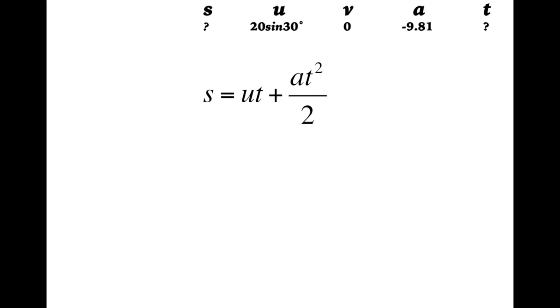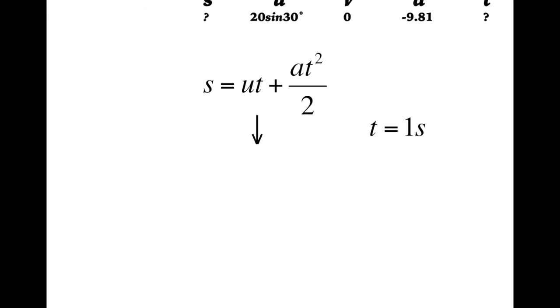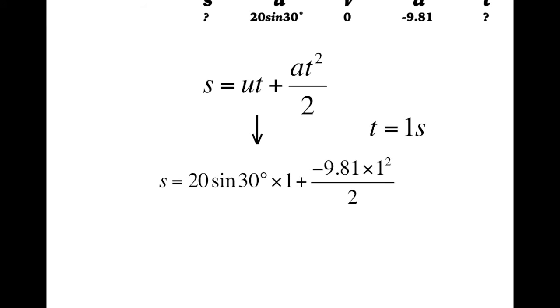And now that we have the time, we can find the maximum height reached. We can use the formula s equals ut plus at squared over 2. In this case, we use the time as 1 second because we only want half of the projectile motion, since the maximum height reached is at the point of 1 second, which is the half of the projectile motion. And so by using the equation, we can get the maximum height reached as 5.1 meters.